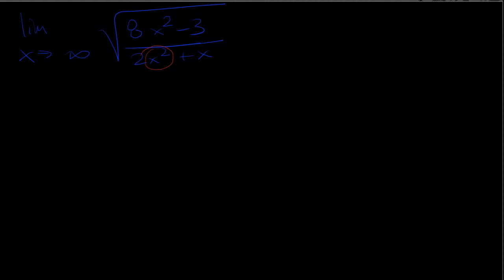Let's look now at limits to infinity, but with radicals. So if we have the limit as x approaches infinity of the square root of 8x squared minus 3 over 2x squared plus x, I'm going to look in the denominator to see what the biggest degree of the exponent is, and that'll be the x squared. I'm going to multiply top and bottom by 1 over x squared.